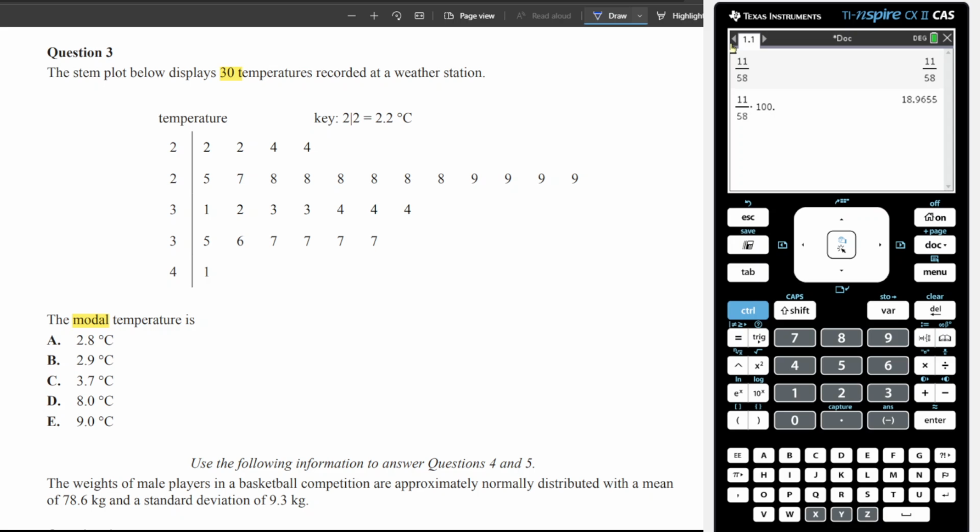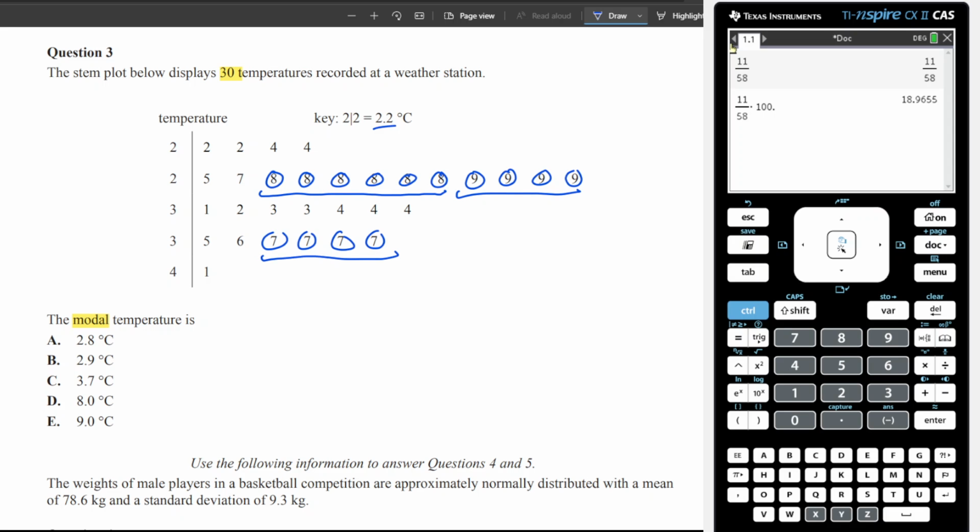So if we look at what there is, we've got 3.7 appearing 4 times. Then we've got 2.8 appears 1, 2, 3, 4, 5, 6 times. I've got 2.9 appears 4 times. So that's separate. We've got 3.4 appears 3 times. And you can very quickly see there's not enough for anything else. So the modal temperature must be 2.8. So modal referring to the most common.